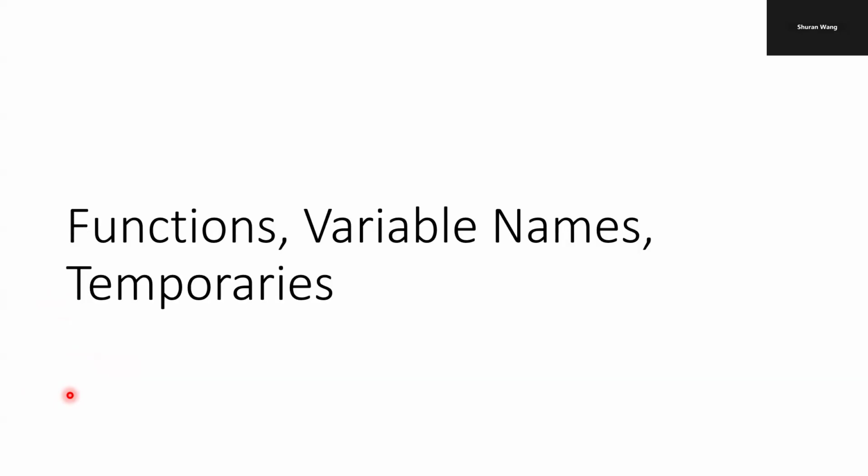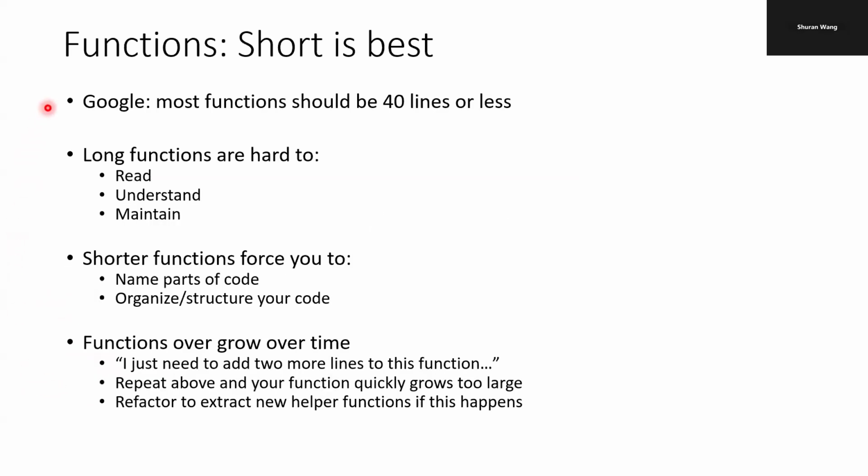Functions, variable names, temporaries. Write short functions. Google says most functions should be 40 lines or less. When your TA grades your coding style, they will see whether the function can fit in one screen, unless it's absolutely necessary for it to be 2 screens. And more than that, they will deduct marks.